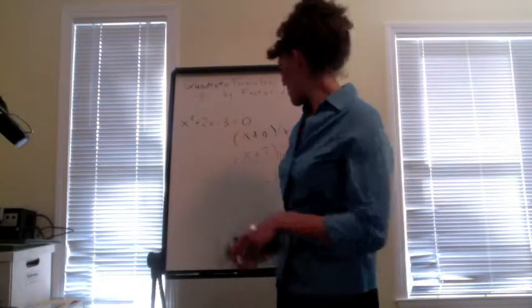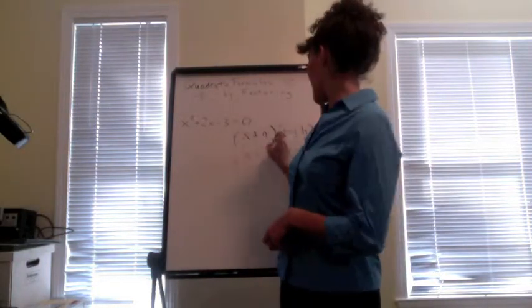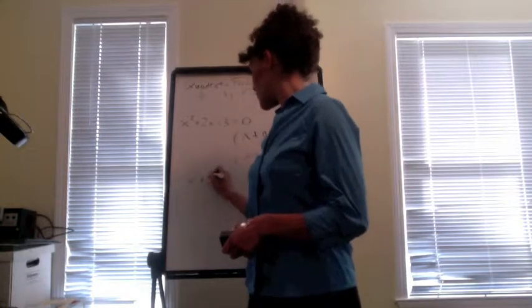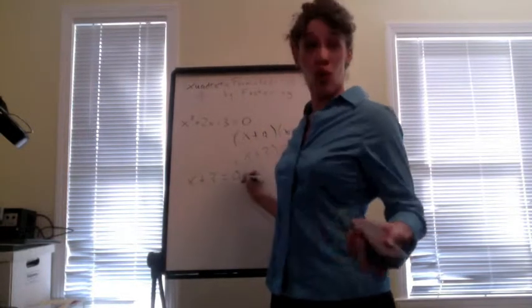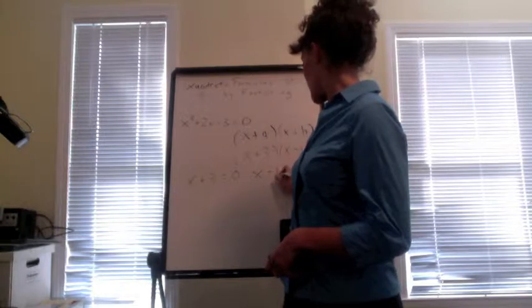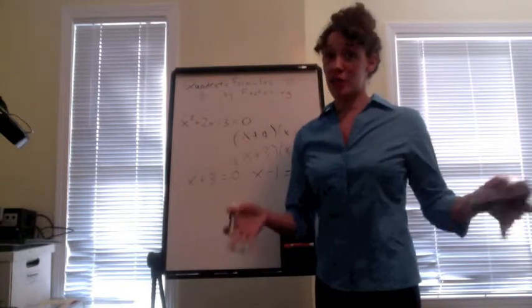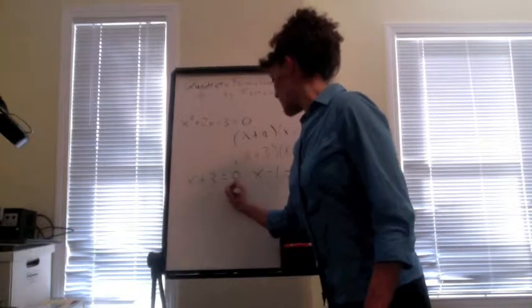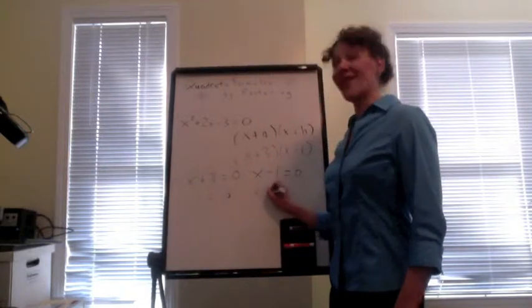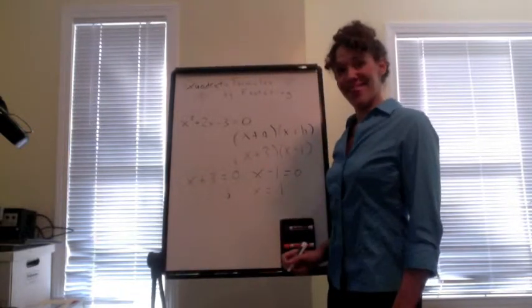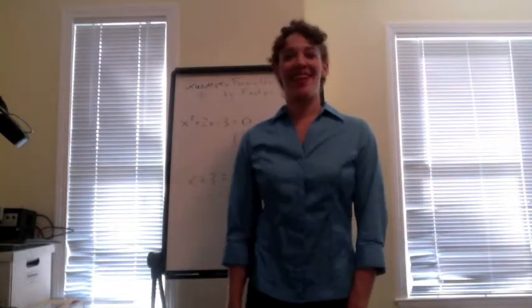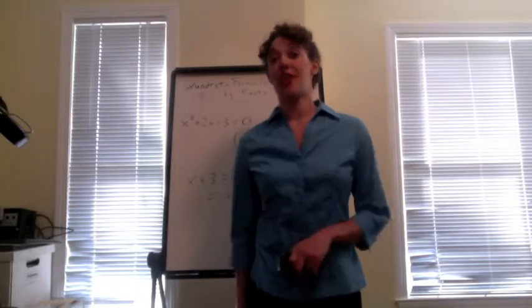Just look. x plus a equals 0 and x plus b equals 0, or in this case, x plus 3 equals 0, or x minus 1 equals 0, which means that x equals minus 3, or x equals 1. See? I knew you guys could do it. Now you have to remember to check your work.